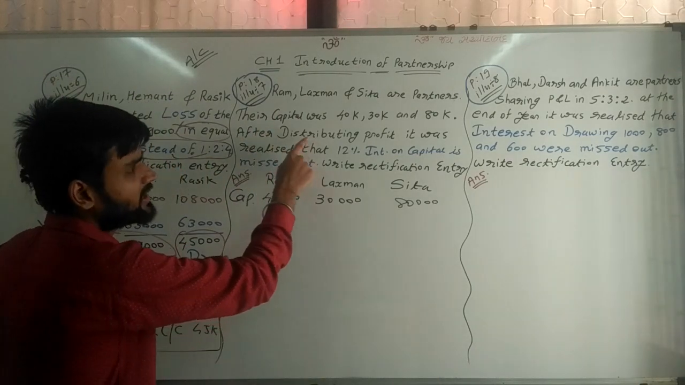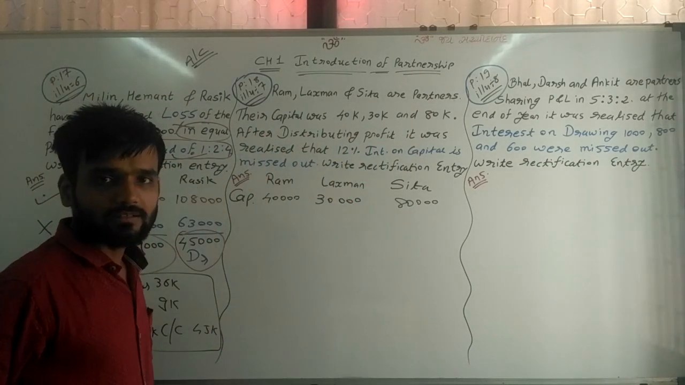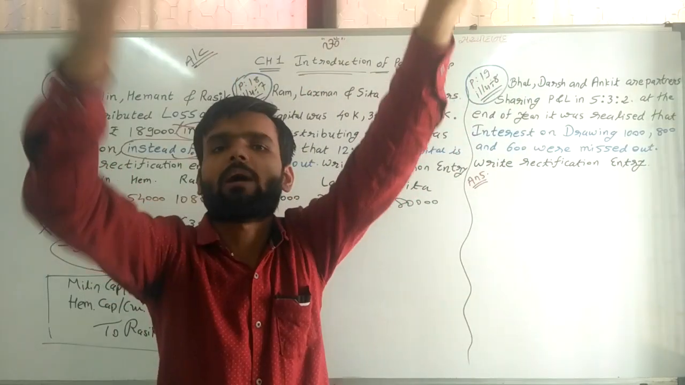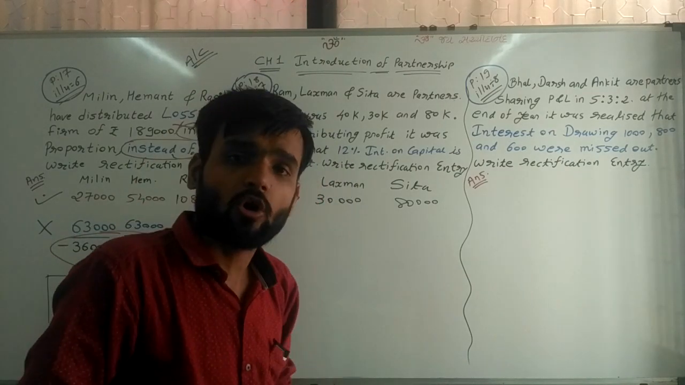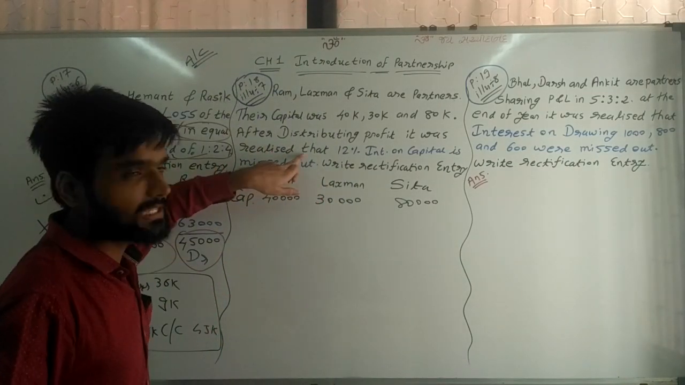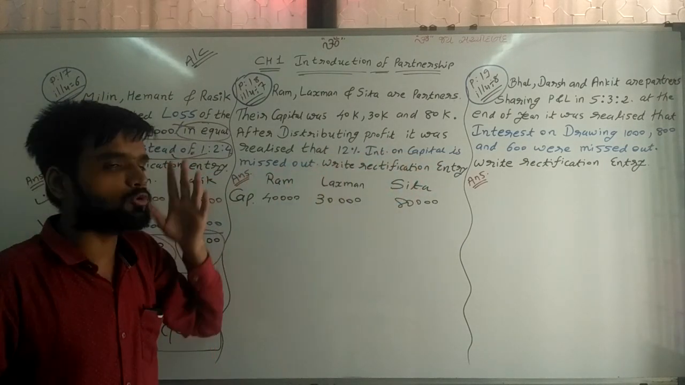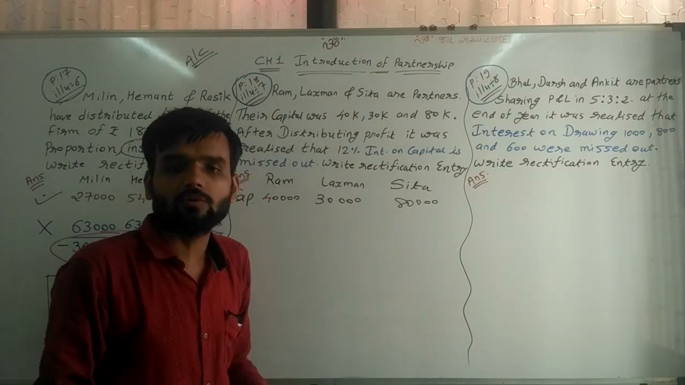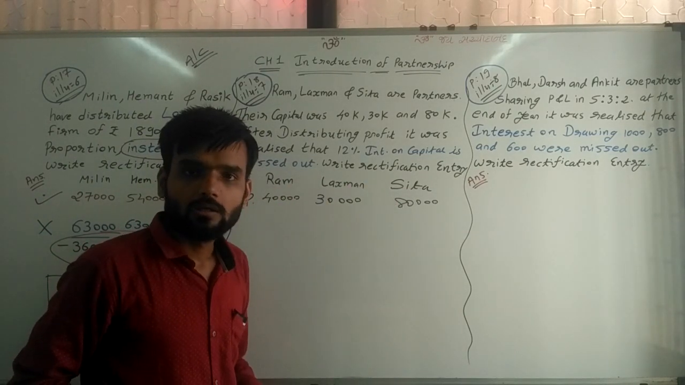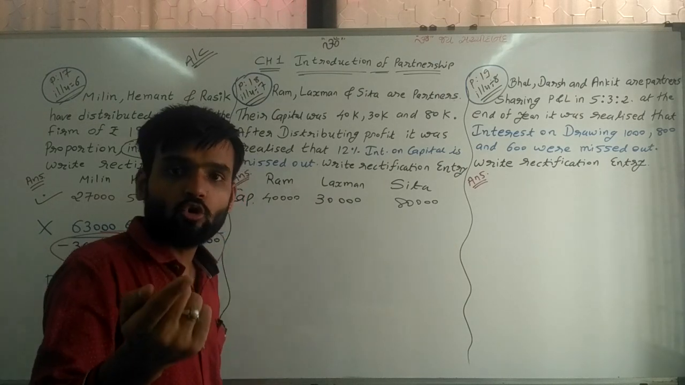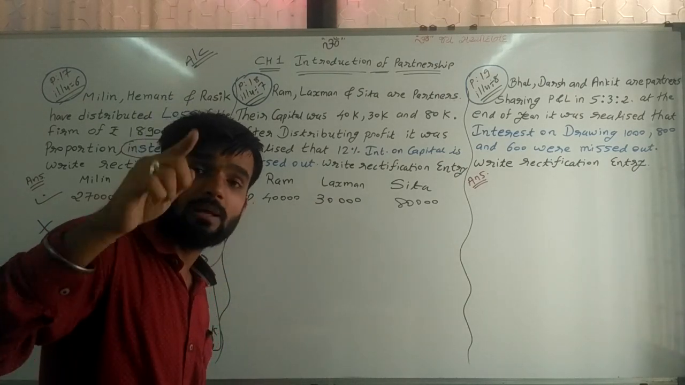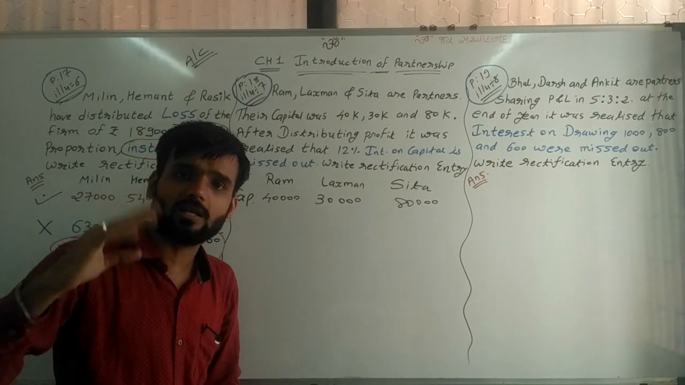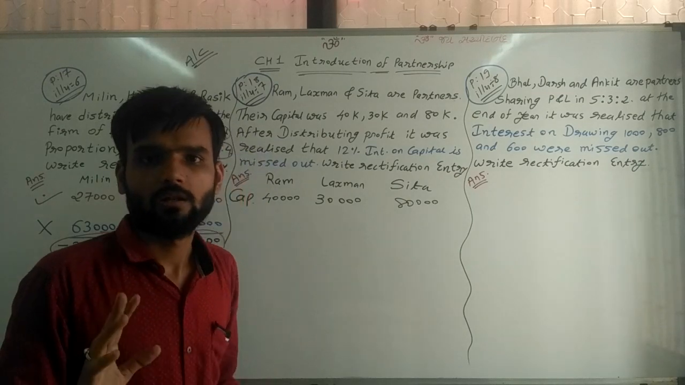So after distributing profit, it was realized that we earned profit for the whole year and that profit was distributed among the partners. Now after distribution of profit, we realize that 12% interest on capital is missed out. We have not calculated interest on capital. That is not considered, so that is my mistake. It is not taken correctly. I have to take that interest on capital.